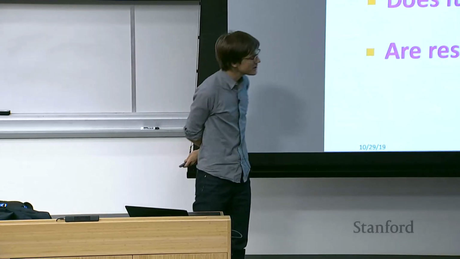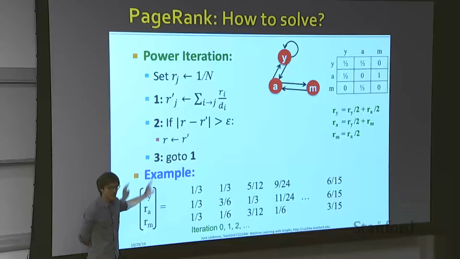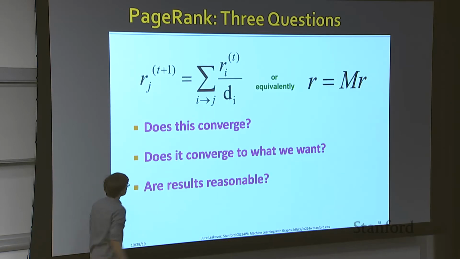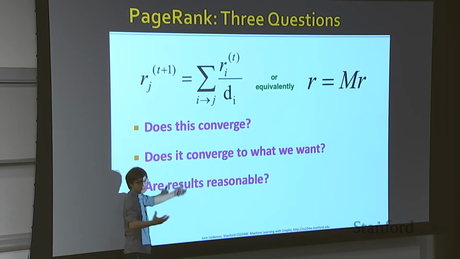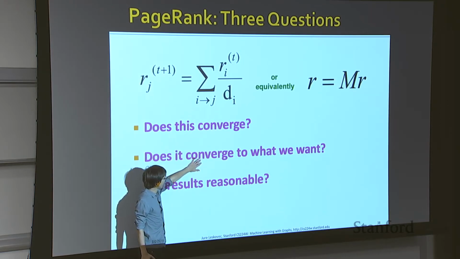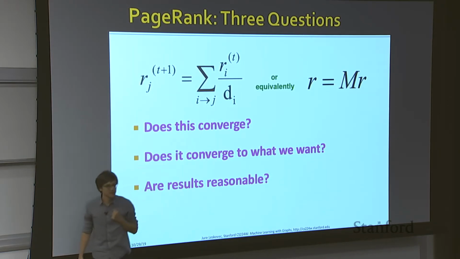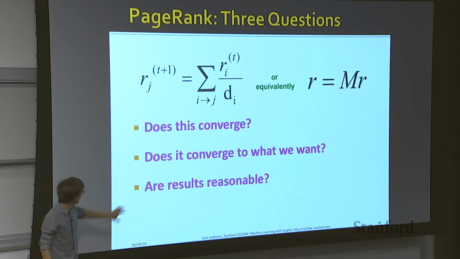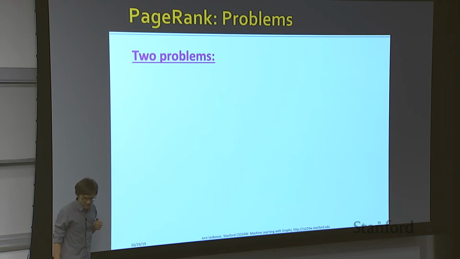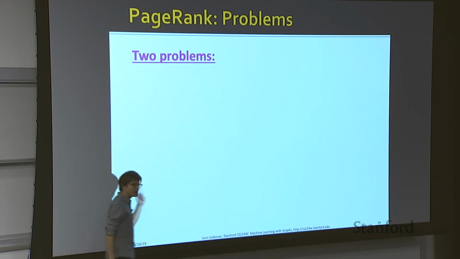So now, I showed you an example where everything works perfectly. The question is, for general matrices M or for general graphs, does this converge? Does it converge to where we want? And are the results reasonable? So let me now tell you about some corner cases, and how this basic idea needs to be fixed. There are two problems why this won't converge. And that goes to your question.